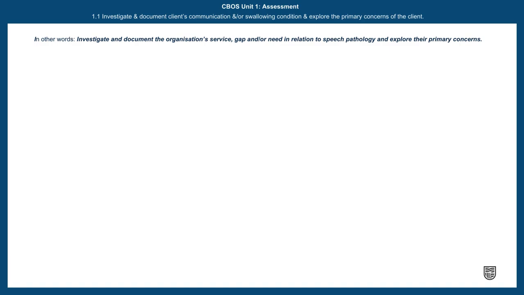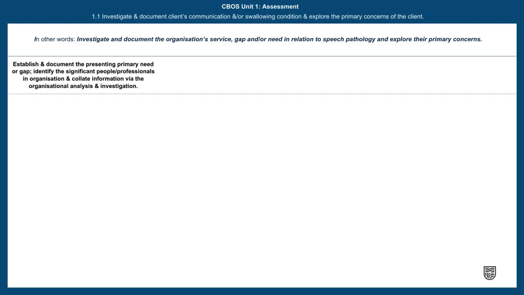Looking at assessment in this lens immediately focuses on how speech pathology has something to offer the organisation, and once a project has been decided, the sustainability of the project outcomes. So what should the student do in Unit 1 to demonstrate competency on a service learning placement? Establish and document the presenting primary need or gap. Identify the significant people, professionals in the organisation, and collate information via the organisational analysis and investigation. So how do they do this? There's a few ways, with emphasis again on completing the organisational analysis followed by a project brief.